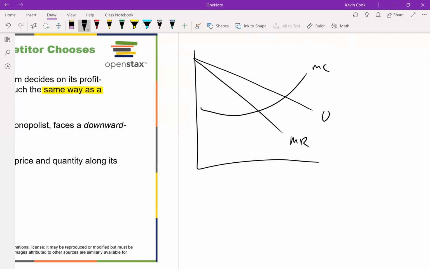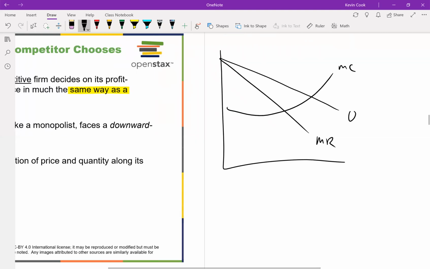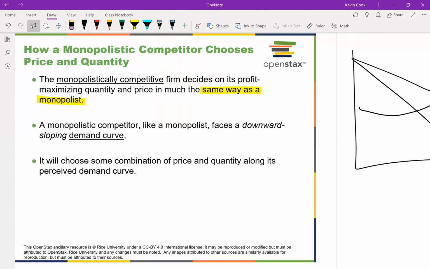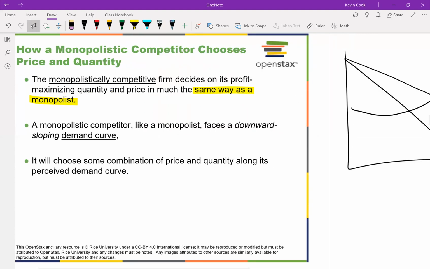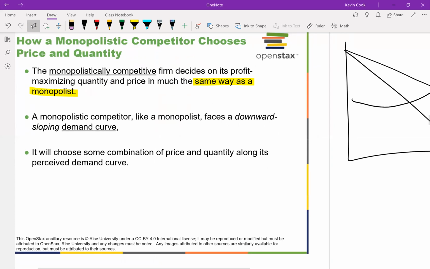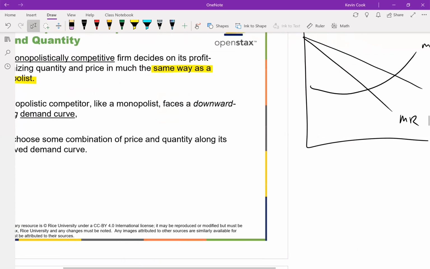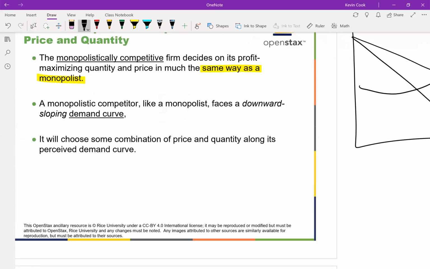So basically, the same thing as a monopolist, but one of the things that we're going to see with them is they're going to have a more elastic demand curve.